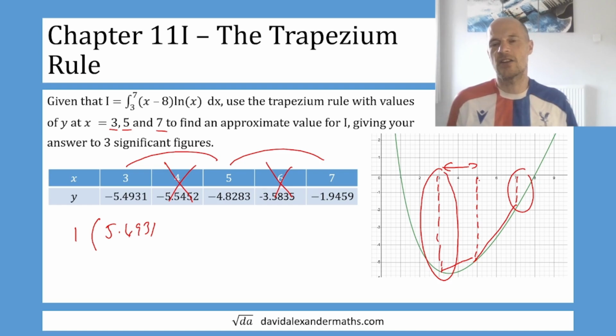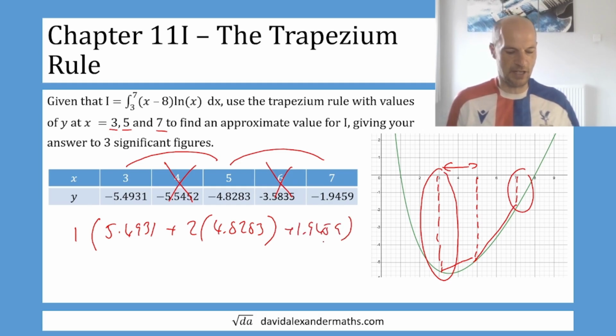So any sides of the trapezium that are shared, they get doubled. So plus 2 lots of (4.8283 plus 1.9459). That is the calculation we need to do. So 5.4931 plus 2 times (4.8283 plus 1.9459). So the approximate area is 17.0956 units.